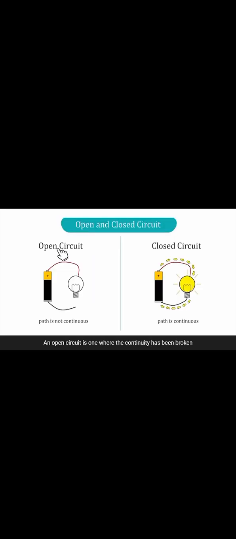Let's first discuss open and closed circuits. An open circuit is one where the continuity has been broken by an interruption in the path for current to flow. A closed circuit is one that is complete with good continuity throughout. We discussed how the current flows in our last video. Let's look at the quick difference between open and closed circuit.